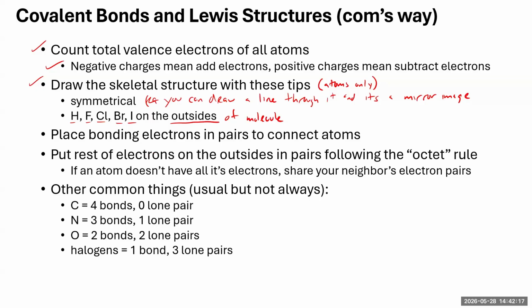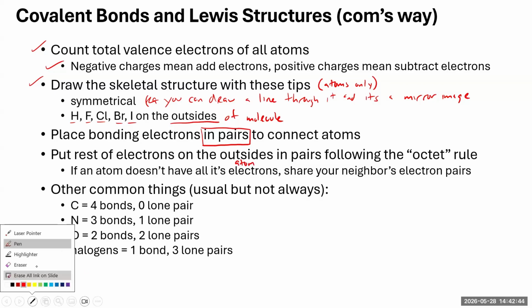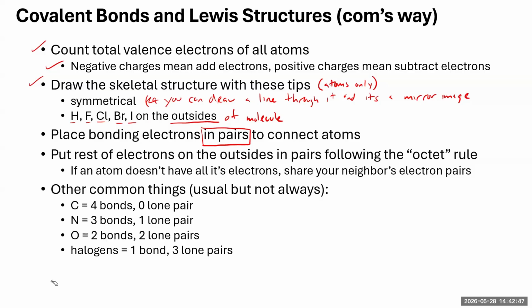Okay, first thing you're going to do is place bonding electrons in pairs to connect the atoms. You're just going to put two electrons. They always have to be in pairs. Electrons don't really like hanging out by themselves. They like to be in pairs. And you're going to put the rest of the electrons on the outside atoms, in pairs following the octet rule, or duet rule for hydrogen and helium.